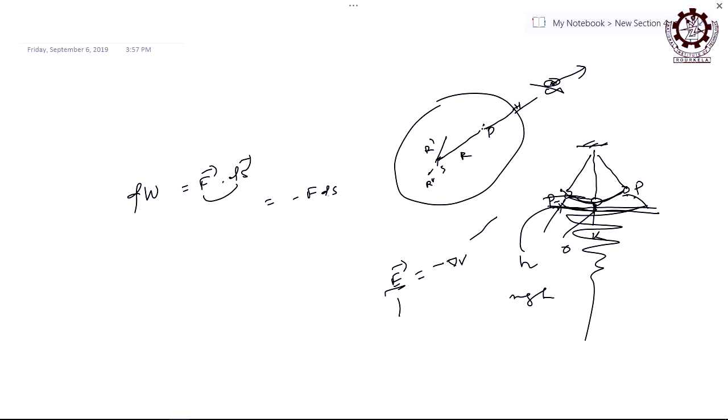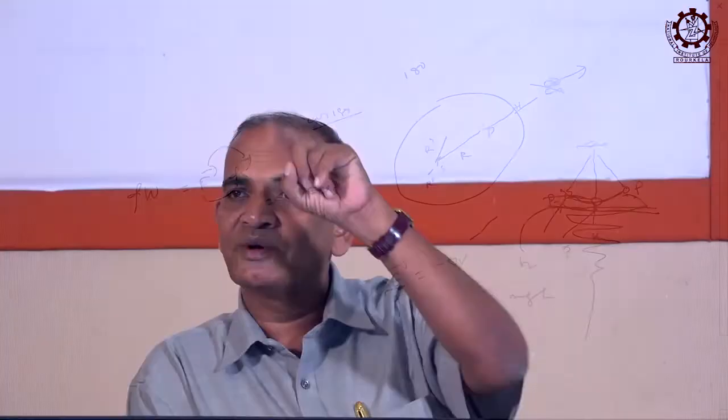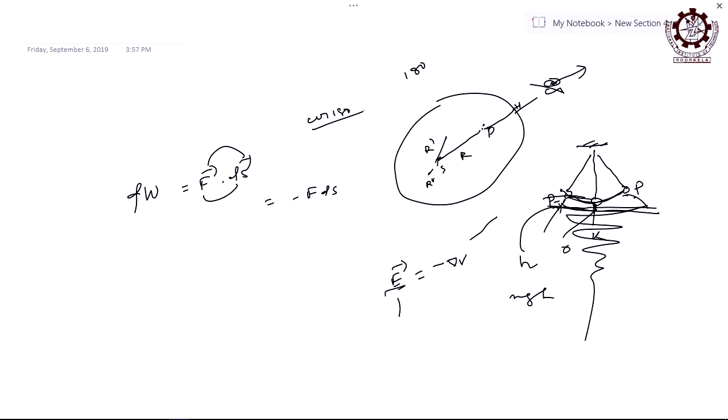How much, so what is the angle then? 180. Then what is the value of cos 180? 1 or minus 1? Minus 1. So ultimately it comes here, right. Understand why this negative sign comes here?